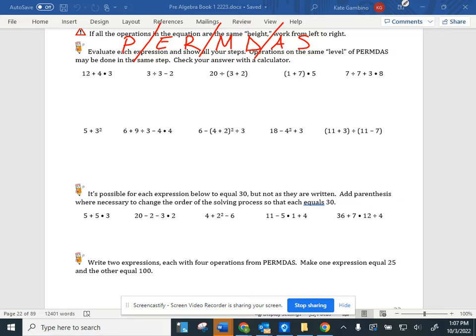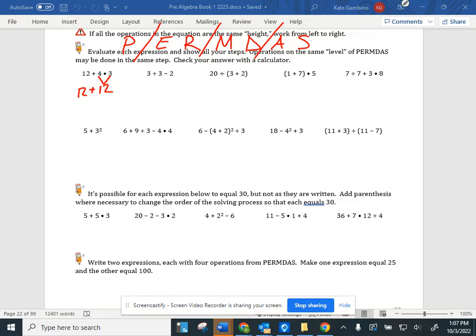So I'm going to look at my first equation and say, are there any parentheses? Nope. Are there any exponents or radicals? Nope. Are there any multiplying or dividing? Yes. So here's what I'm going to do. I'm going to draw those lines to say this is the first thing I do is 4 times 3. What is 4 times 3? 12. Now I'm going to bring down the rest of my equation because there's no other multiplying or dividing. So I'm going to bring 12 plus straight down.